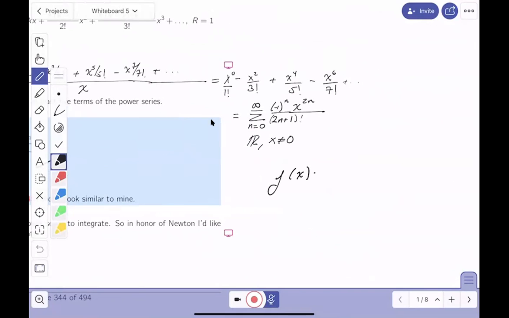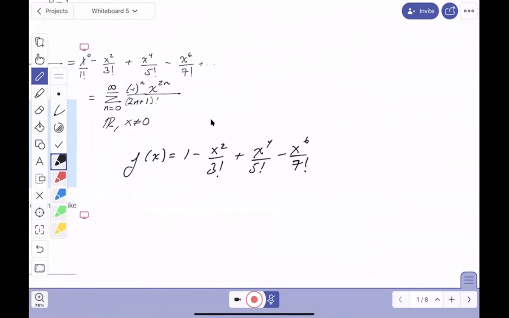F of x equals 1 minus x squared over 3 factorial. No, I can't do that by hand, by the way. What I mean by that, I'm not going to graph this polynomial by hand. Let's see, that's 4 terms, right? I get 5 terms. What's the next one going to be? X8 over 9 factorial. So this is also graphed out. It's easy to graph out.